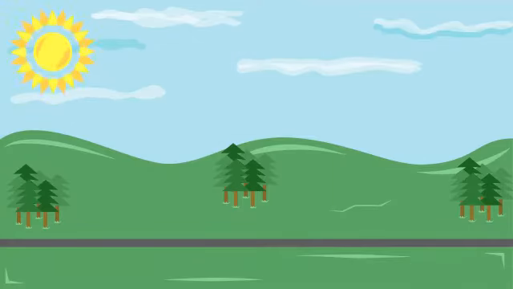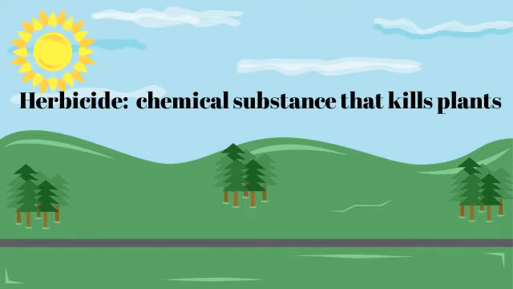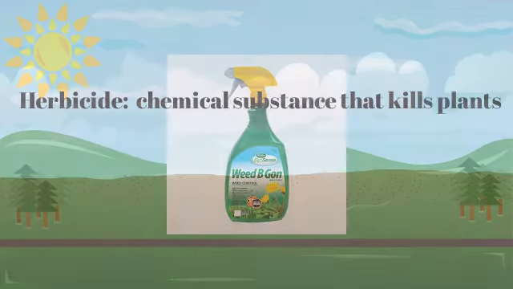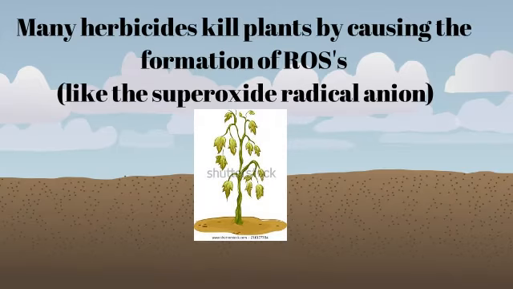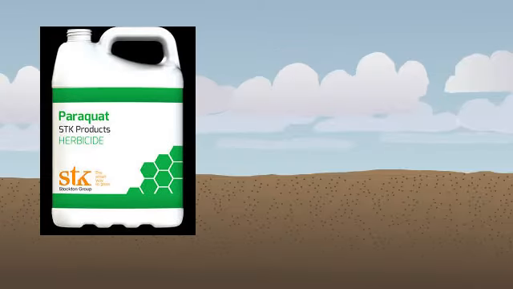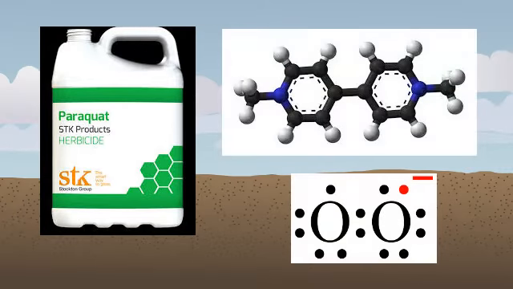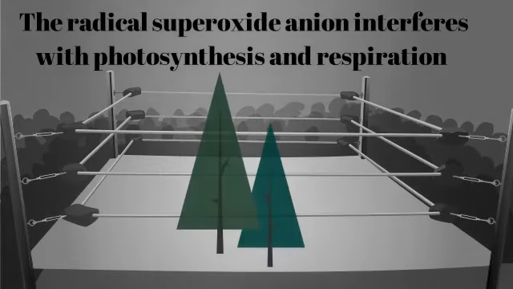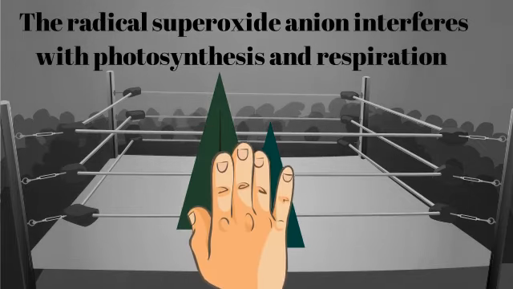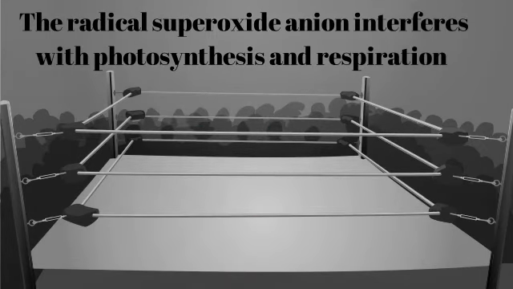Before we go any further, let's define an important term. Herbicide, a chemical substance that kills plants, commonly called weed killer. Many herbicides kill plants by causing the formation of reactive oxygen species. For example, an herbicide called paraquat causes the formation of the radical superoxide anion in plant cells, which causes the death of the plant. At this point, we know that the radical superoxide anion messes up photosynthesis and photorespiration.